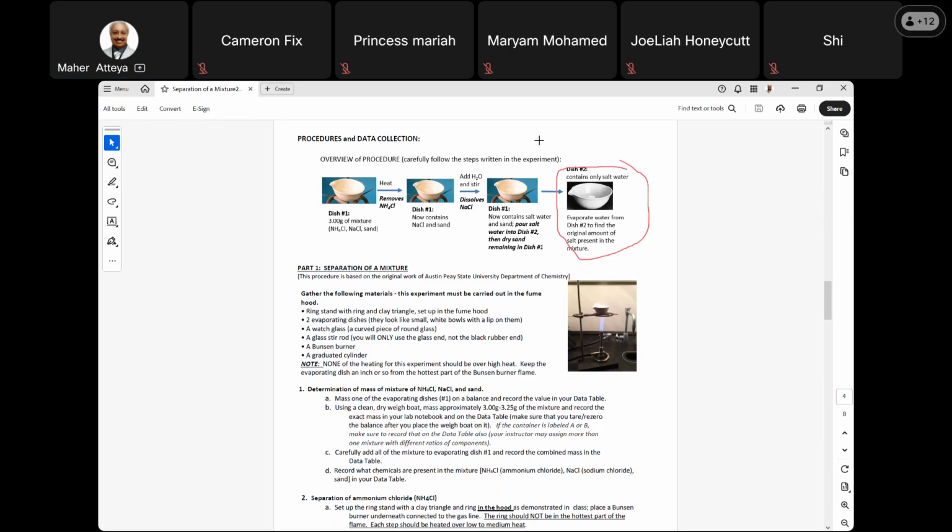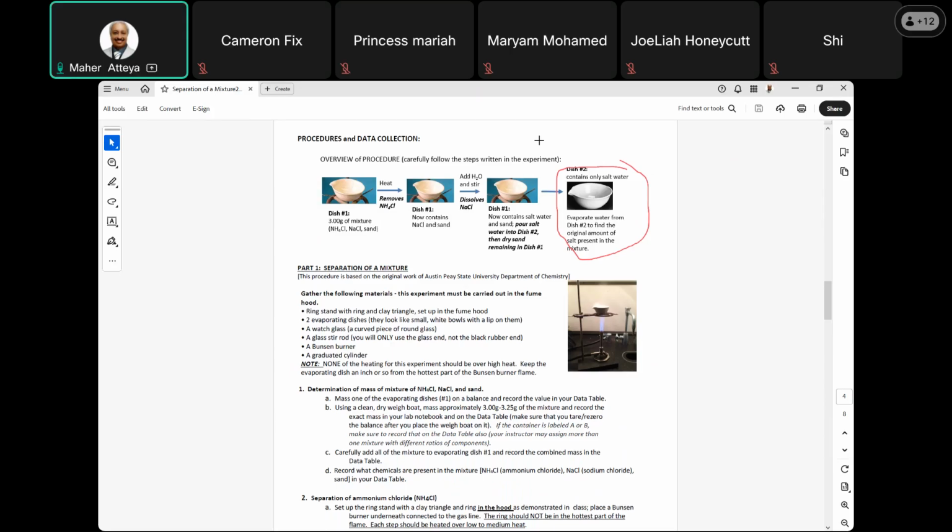In evaporating dish number 1, you will weigh inside it the mixture, about 3 grams, but you have to record exactly how many grams you have. Everybody's following? Okay, good. So now we know inside this evaporating dish, we weigh 3 grams, correct?